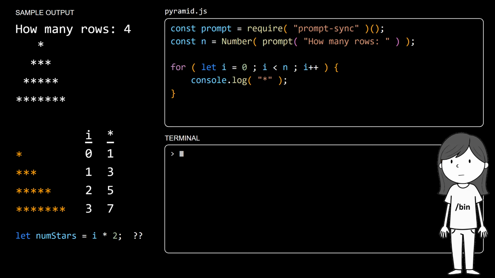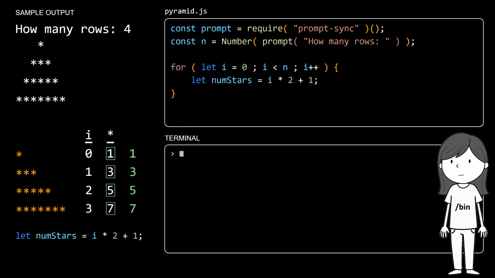But if we just multiplied I times 2, we'd get 0, 2, 4, 6 stars. Those were all 1 less than the desired values. So if we add 1, then for I equals 0, we get 0 times 2 is 0, plus 1 is 1. For I equals 1, we get 1 times 2 is 2, plus 1 is 3. For I equals 2, we get 2 times 2 is 4, plus 1 equals 5. And for I equals 3, we get 3 times 2 is 6, plus 1 equals 7. Great, that expression seems to work. Let's put it in the code.